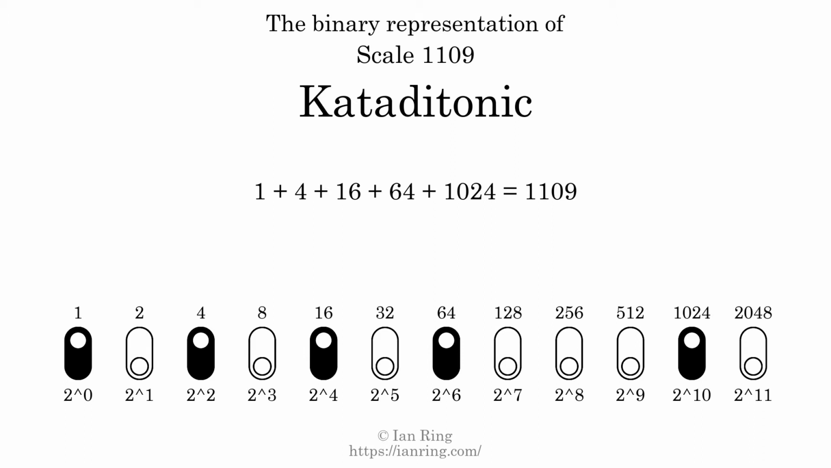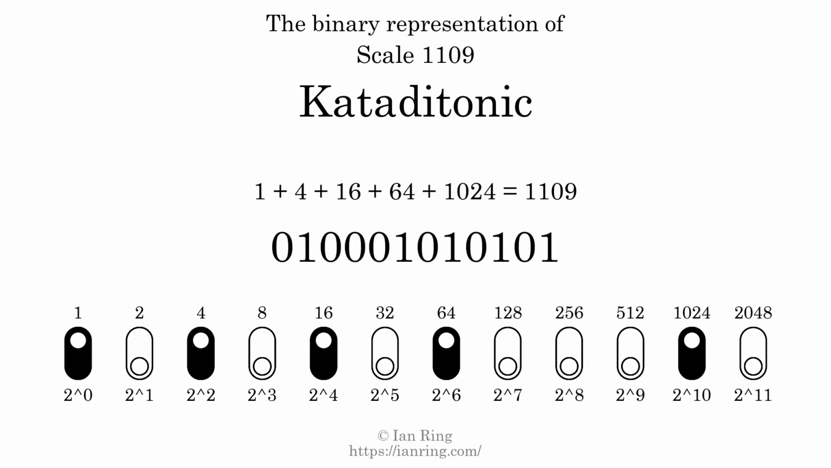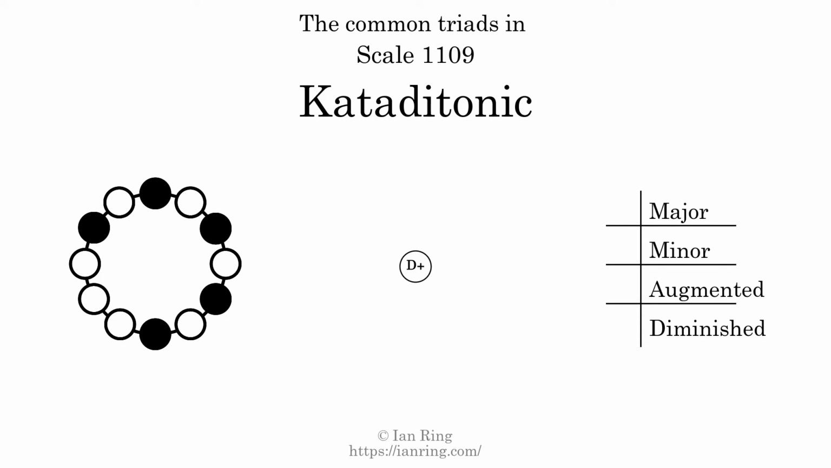The scale number not only enumerates the scale with a unique index, but it also literally describes the tonal content of the scale. Represented as a binary number in base 2, the scale number is 010001010101. Here are the common triads present in this scale.